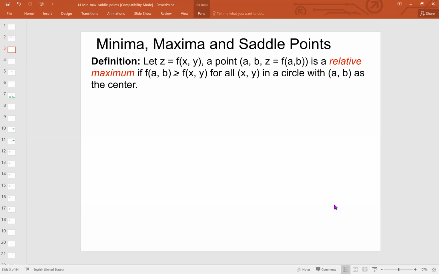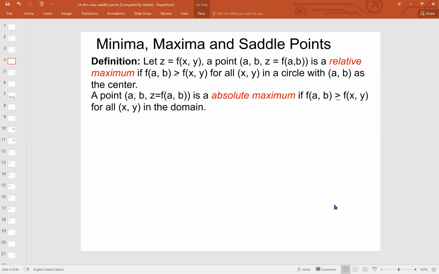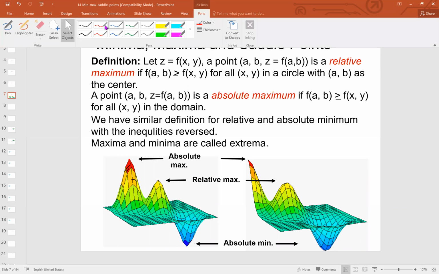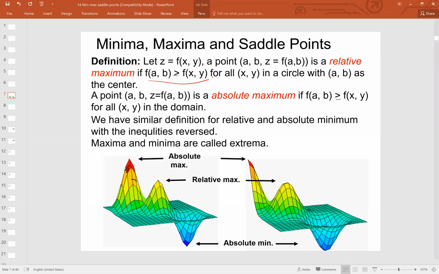So here's a definition of a relative maximum and the absolute maximum. And here are the pictures of it. It's just obvious what it says. Notice a relative maximum says the function has to be bigger than everybody else, or x y in a circle around the point a, b. In other words, if that's a relative maximum, or maybe it's max, in definition, it has to be bigger than or equal to everybody around the neighborhood, a small neighborhood around it. And that's a definition of a relative extreme.